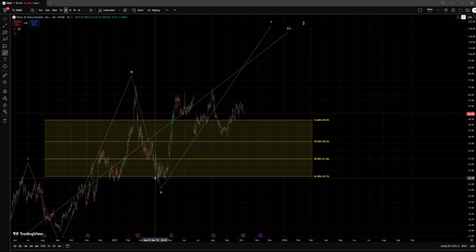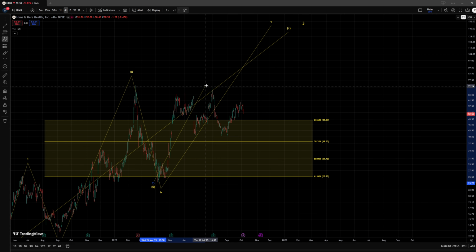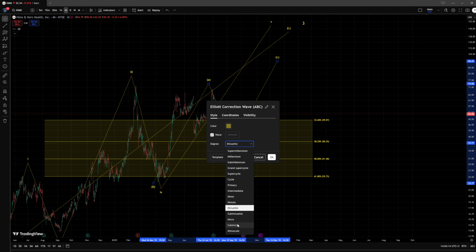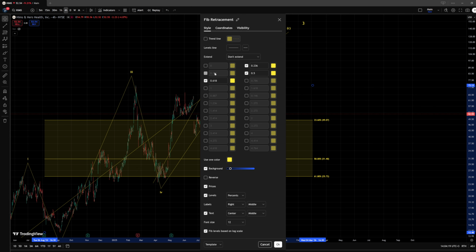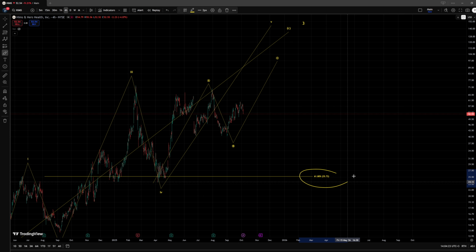within the wave A. Previously I was tracking an ABC structure, not the prettiest one. It does look better as an ending, as a leading diagonal within the wave A. So I am quite happy with this development. And now I am looking for a correction here in the wave B. Personally, I would prefer to remove this larger support zone area, or at least only leave the 61.8% retracement. This is the relevant level to hold.